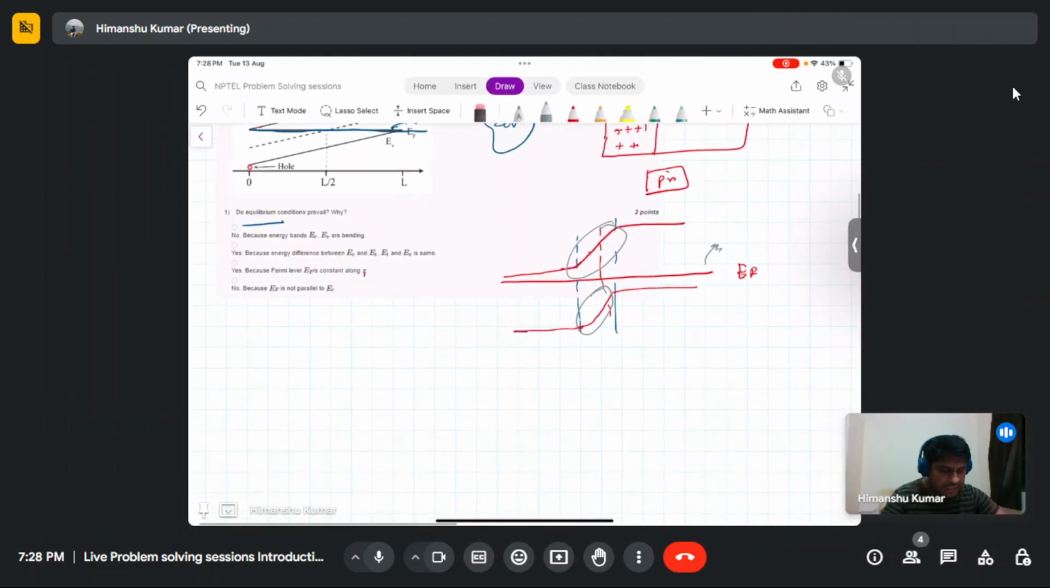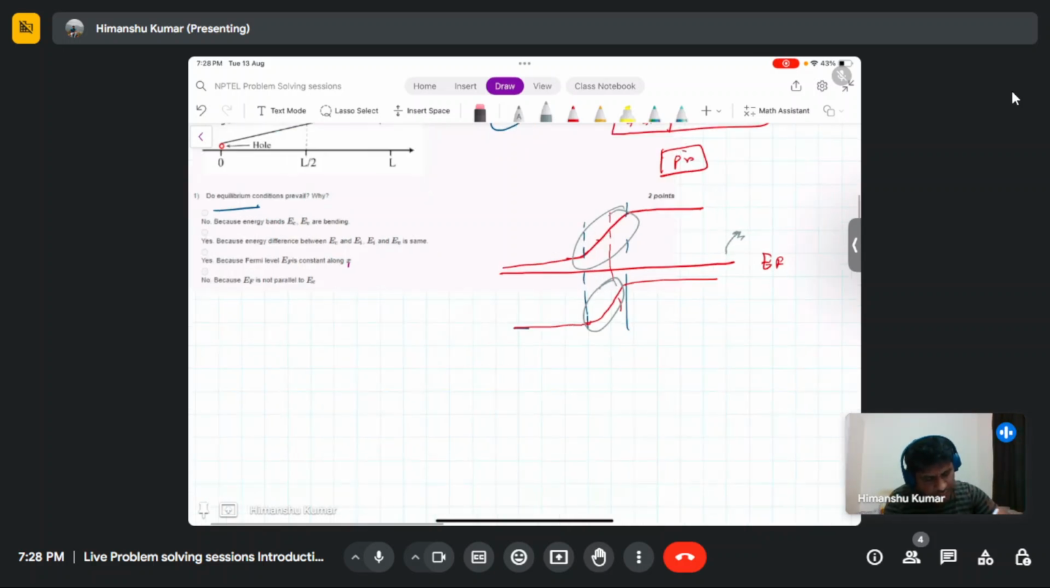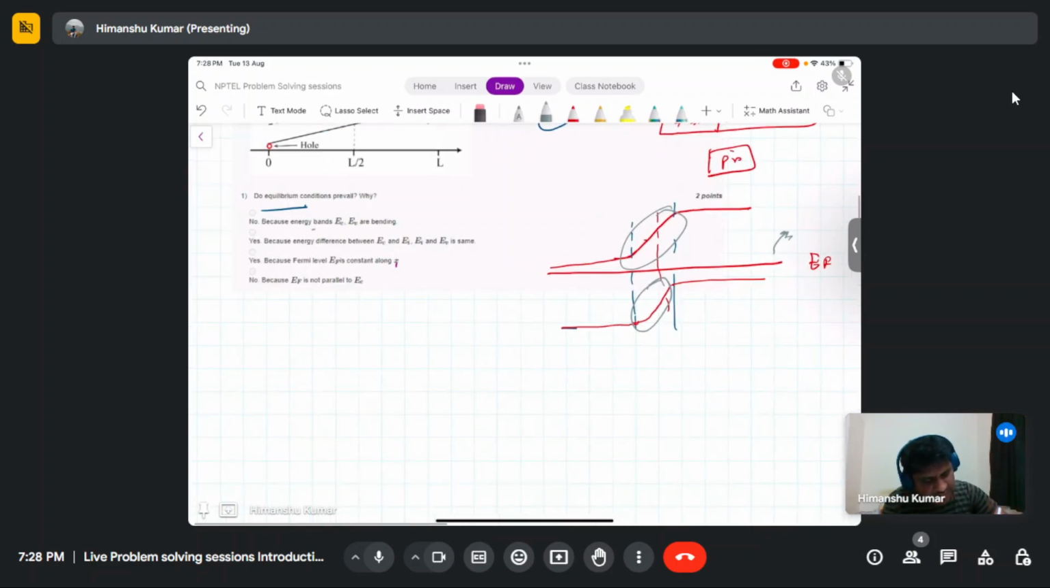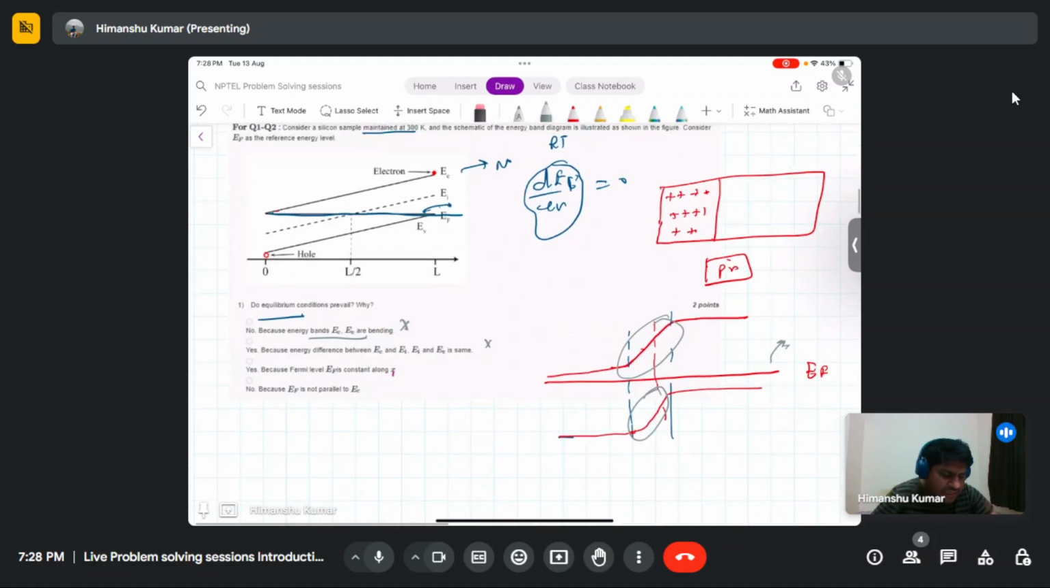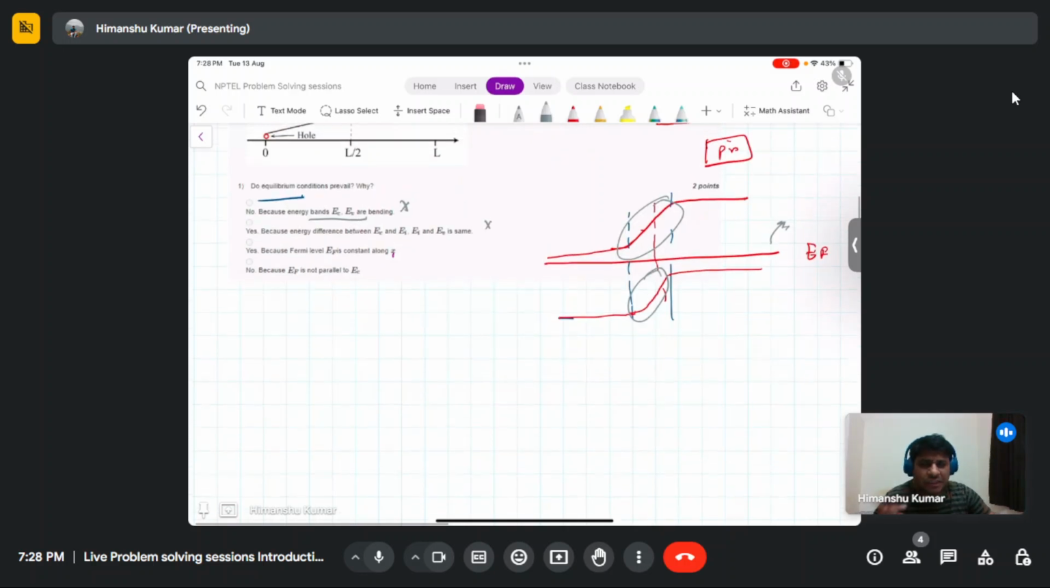The first option is no, because the energies EC and EV are bending, so this is wrong. The second is yes, because the energy difference between EC, EV and EI is the same, but this is also not correct. The EI and EC band difference always remains the same, and EC and EV also remain the same, unless you do something extraordinary.